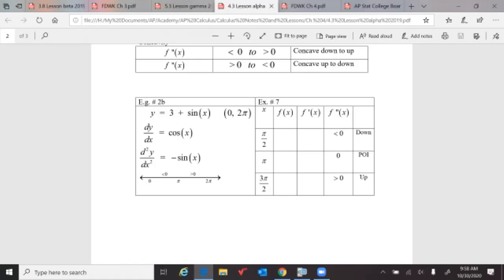It's got nothing to do with the concavity. When I differentiate, the 3 differentiates to 0. So the first derivative is cosine. The second derivative is negative sine. You're looking for when the graph changes concavity. This is the negative sine wave, so it's going down through the origin. When is the negative sine wave equal to 0?